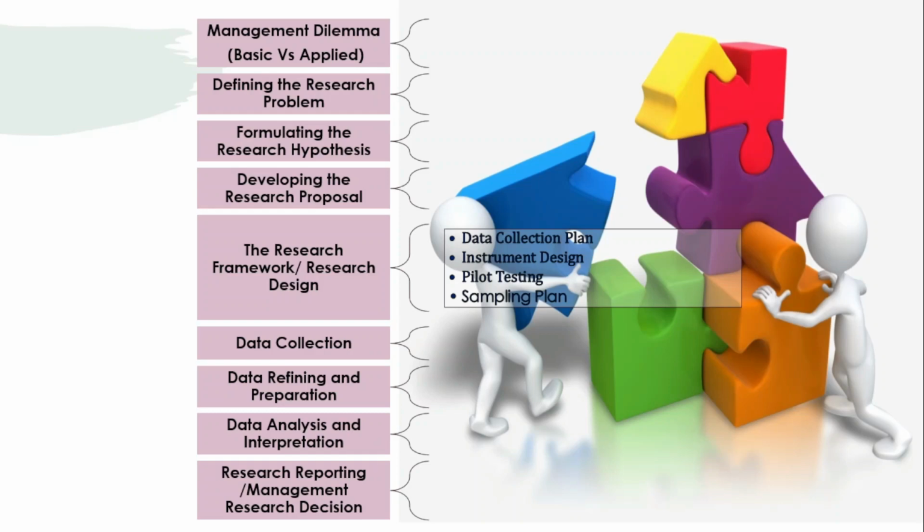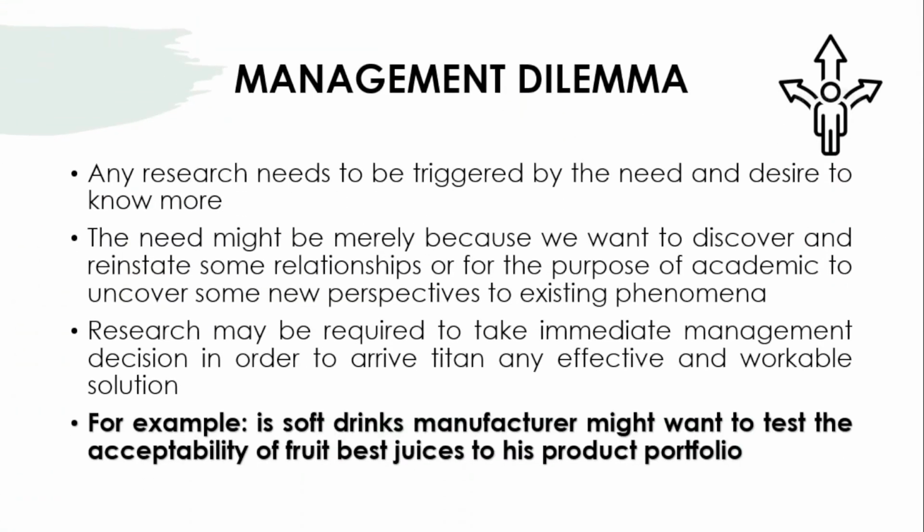So these are the different steps in the research process. Let's discuss each step of the research process one by one. The first step is management dilemma. A research needs to be triggered by the need and desire to know more. So being a researcher, your thirst for knowing more gives initiation or motivation to start a research. This need might be merely because you want to discover or you want to reinstate some relationships.